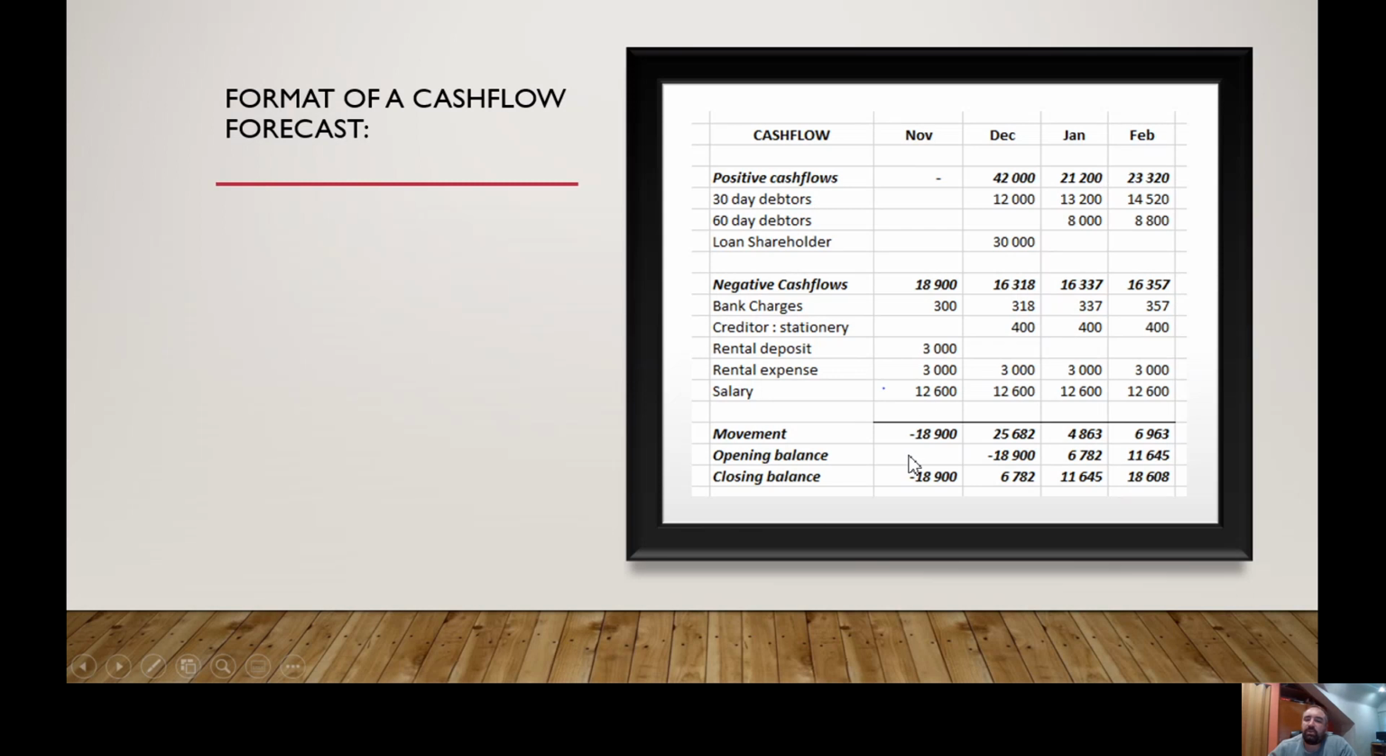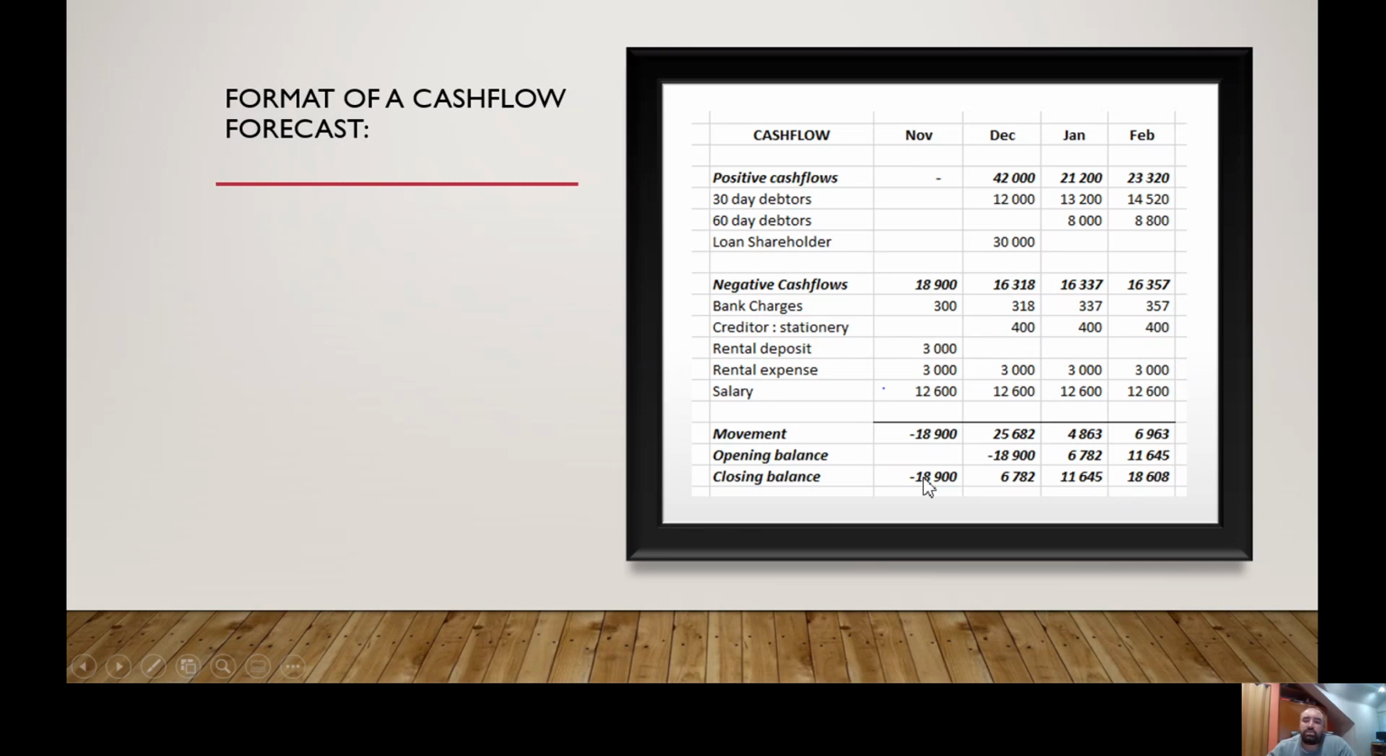Now, assuming this is the first month we trade, I start my bank balance on 0. Then my closing balance will be my movement for that month. Now in December, I'm projecting a 25,000 Rand inflow of cash, which means after I've taken my negative month the month before, I should have 6,700 Rand. And then we go on like that. Then there I've made almost 5,000, so I carry that forward and I should have about 11,500 Rand in the bank. And then for February, I estimate I'm going to make almost 7,000 Rand. And if I take my opening balance, it gives me a closing balance.